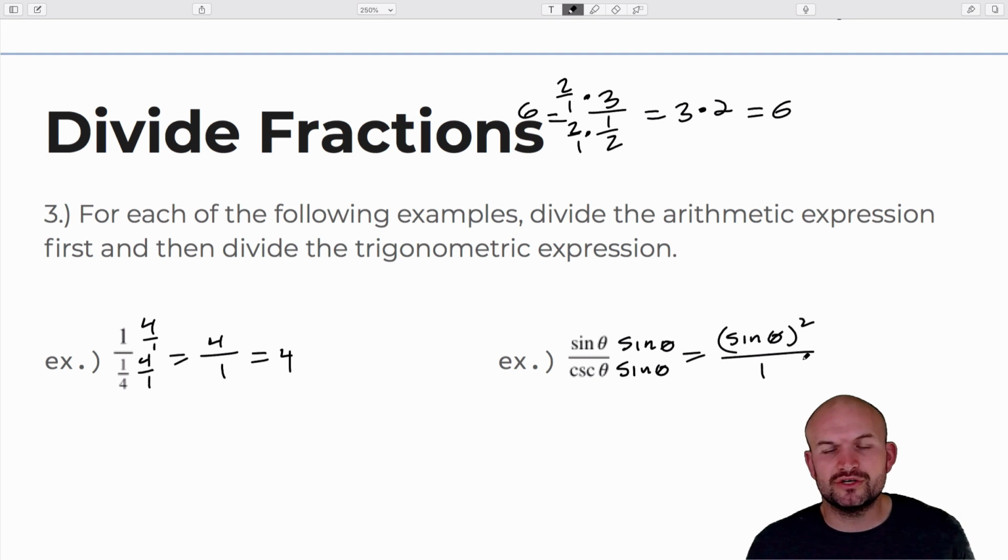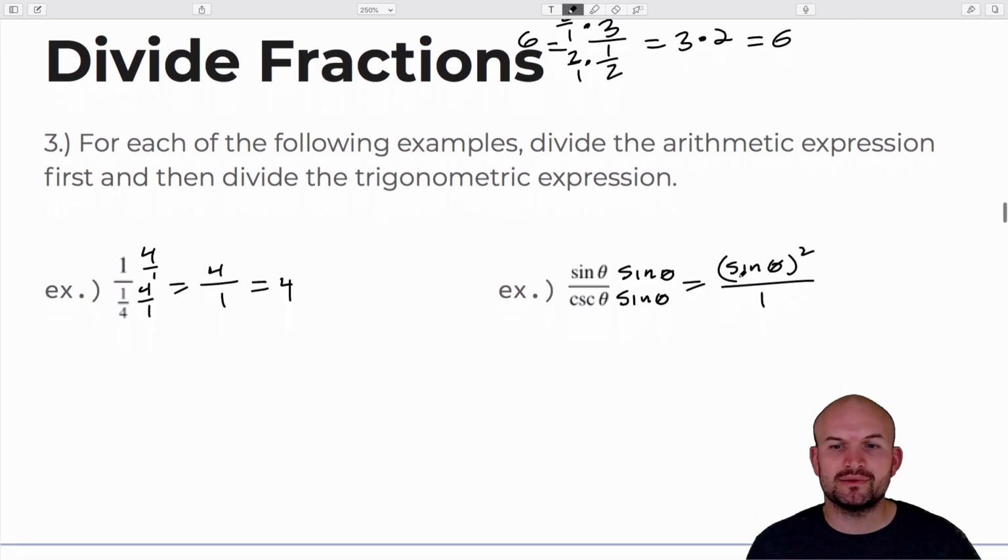Now, one of the points that I wanted to make with this problem is how we write this notation. So this is sine of theta squared, right? It's basically sine of theta times sine of theta, and that's how we write it.